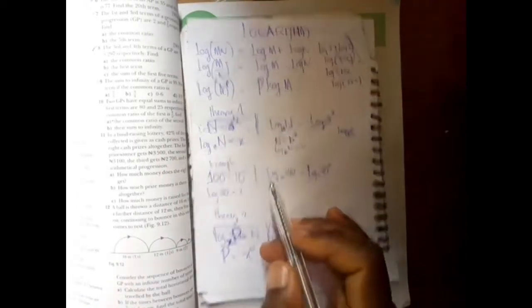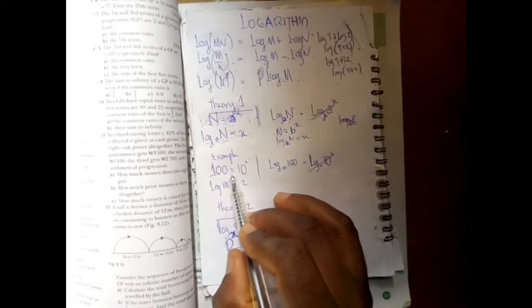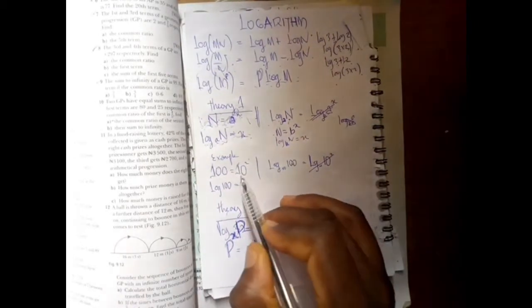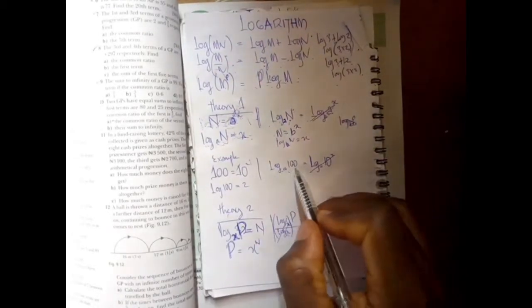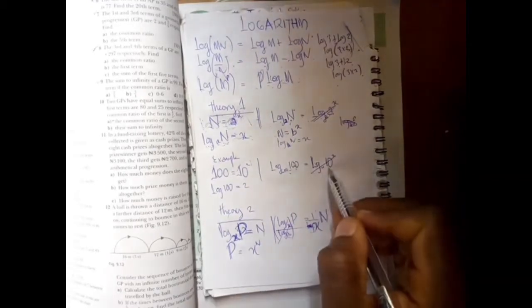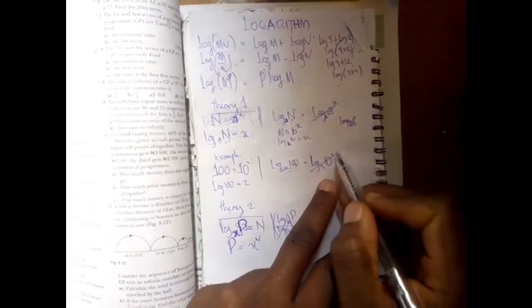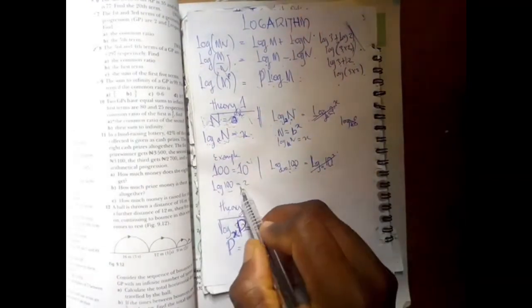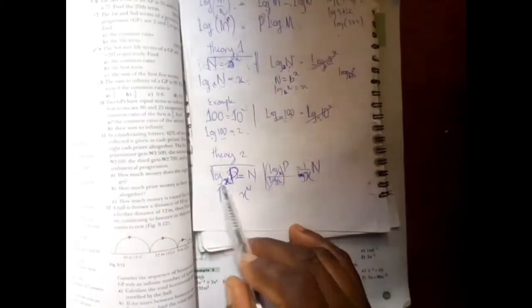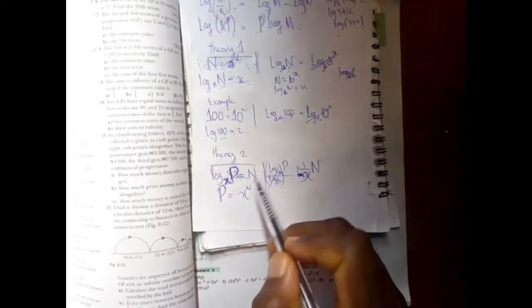So that's that. When you have something like log 100 equals log 10 to the power of 2, so you multiply both sides by log 10, so that gives you log_10 100 equals log_10 10 to the power of 2. So log 100 is equals to what? 2. Another theory is when you have log_s p equals n, that's the reverse now.